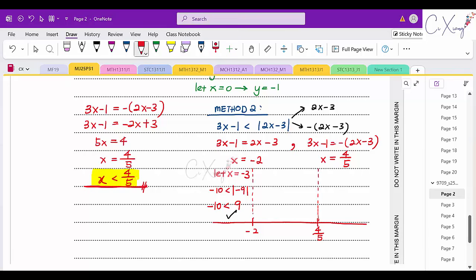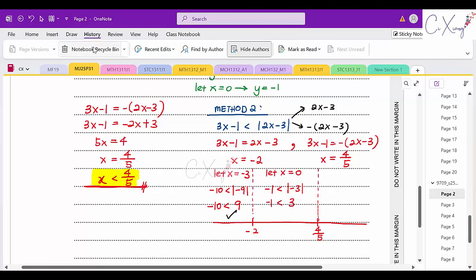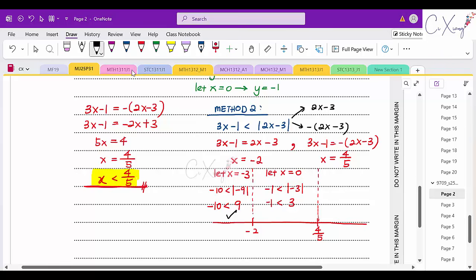Then for the second part, I try to substitute some value of x which is between negative 2 and 4 over 5. So what should you do? You should put x as 0, for example. If I substitute x equals 0 into the inequality, then I'll have negative 1 smaller than modulus of negative 3. And I will get negative 1 smaller than positive 3. And this is also a correct inequality. So that means this part of the answer is still correct.